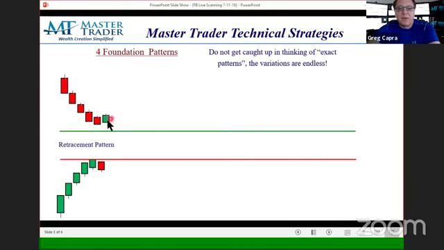And we look for the location of where that reversal is occurring. Is it at support? Is it in an uptrend? Could this be a climactic pattern? And if it's on the downside, the red bar means it's coming into resistance.